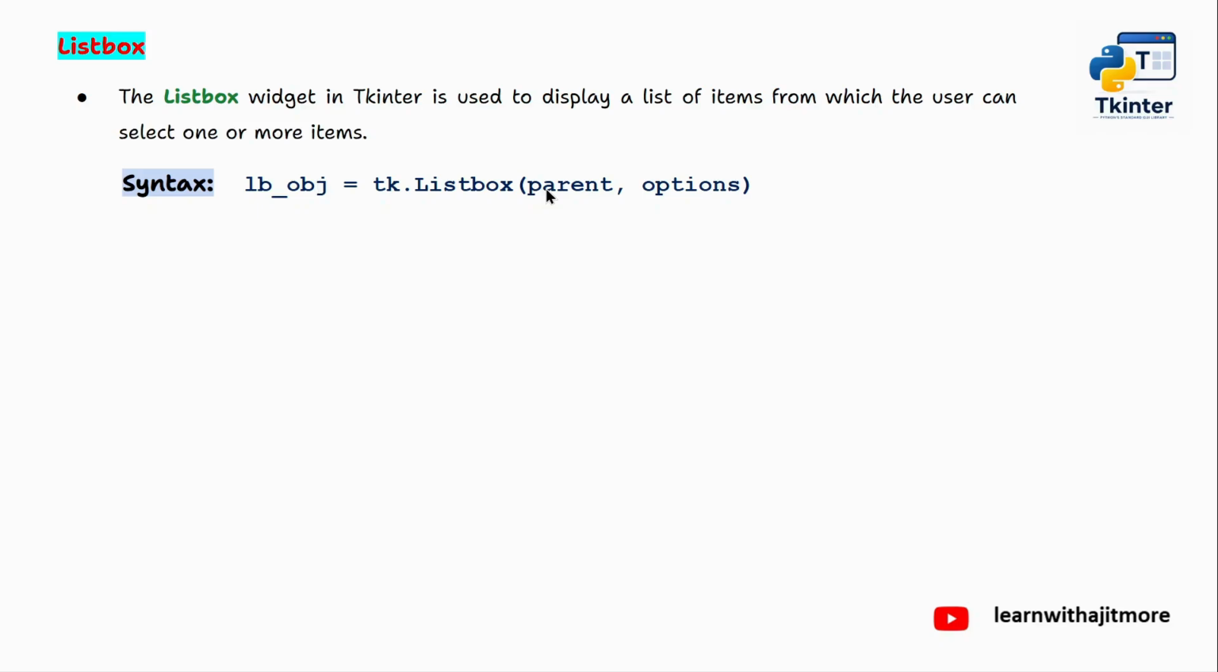Give the parent widget, the parent in which this list box will be added. Generally, the parent is our main window. And then the options. Now, standard options are there, like how many rows are to be made visible at a time. At a time, how many items should be visible? If you have more items, a scroll bar will come automatically. Then the width in characters. Then the selection mode. Selection mode means whether you want single selection or multi-selection. And then the other standard features are there.